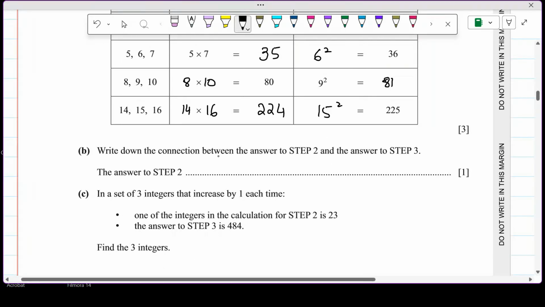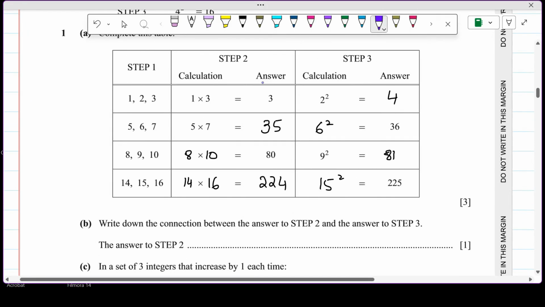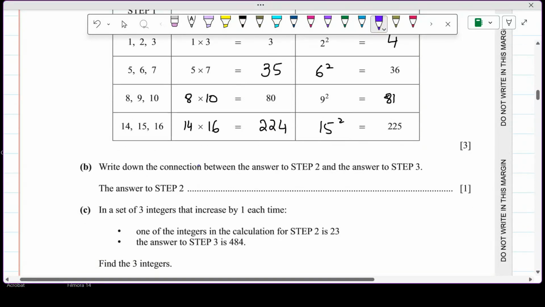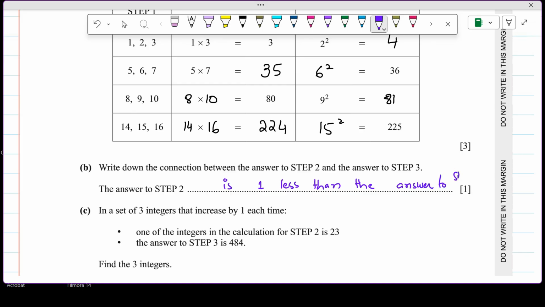Now write down the connection between the answer of step 2 and the answer of step 3. This is the answer of step 2 and this is the answer of step 3. You can see that there is a pattern. For example, 3, then 4, 35, then 36, 80, 81, 224, 225. So the answer to step 2 is 1 less than the answer to step 3.